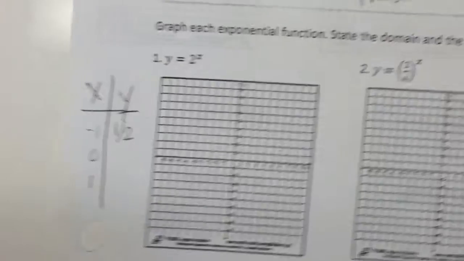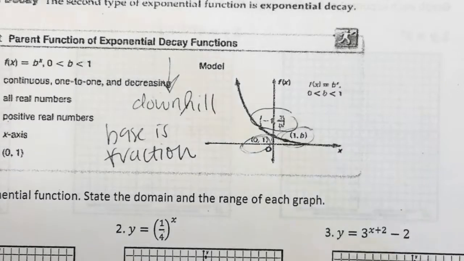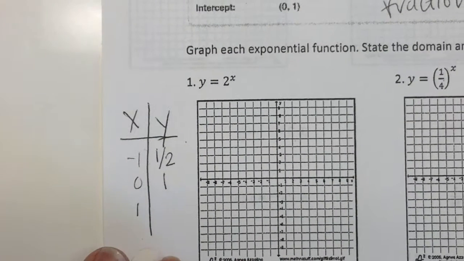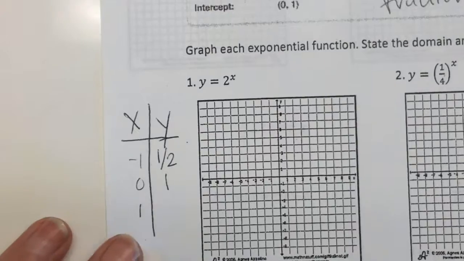For 0, your y value will always be what? 1. Doesn't matter about your base. It'll always be 1. And that's because anything raised to the 0 power is always going to be what? 1. That's how you remember that. And then the 1 is going to be 1, base, and our base is what?